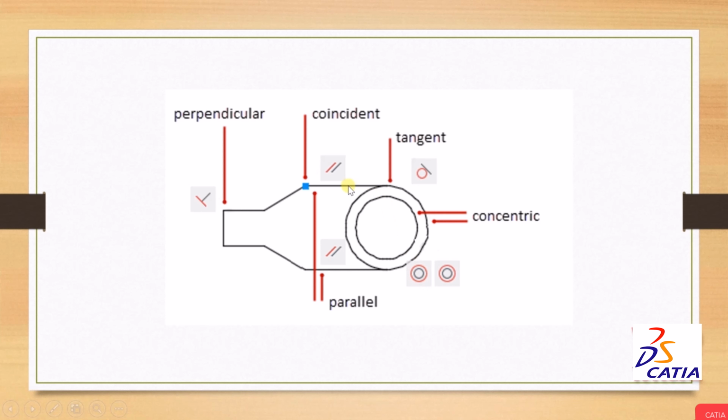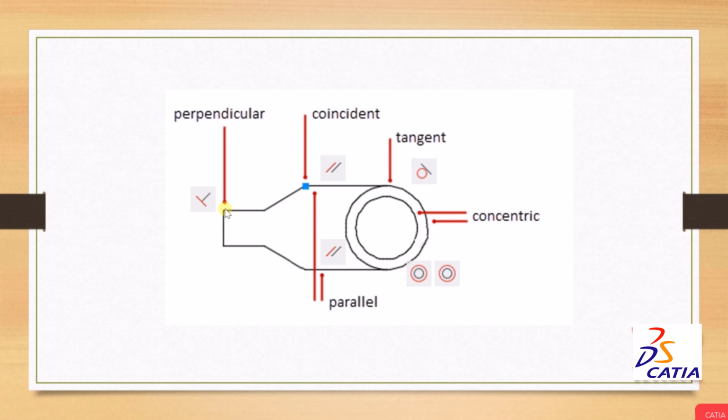Similarly, we have a line and we have a circle. The line and circle are touching each other. This property is called tangency. So it is showing that this line and circle are tangent to each other, and we can see the symbol of tangency. Similarly, coincidence means when two elements touch each other. We can see these two lines are touching each other. So this is called coincidence.